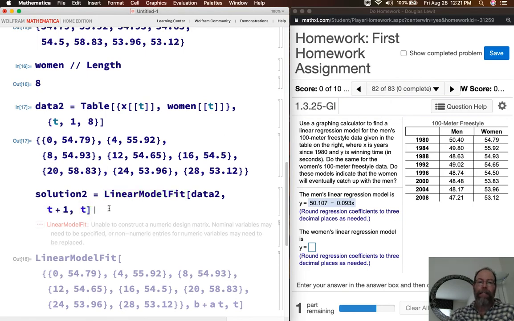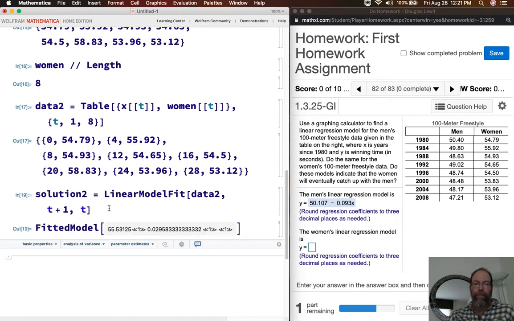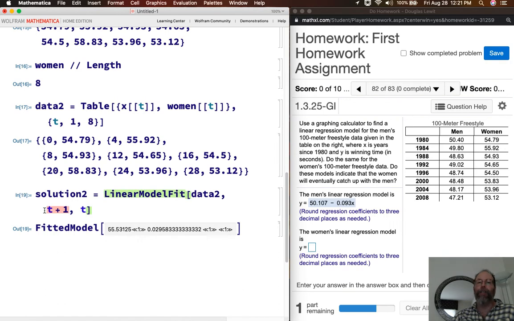Okay, let me see if T plus 1 will work, where 1 really represents any constant, but it's the same idea. Shift, Enter. So this part really here represents the form of the model, whereas T is simply your independent variable. And this is the plus 1. It could be plus any number, actually. It's simply a constant.